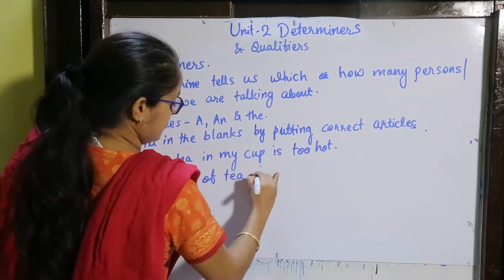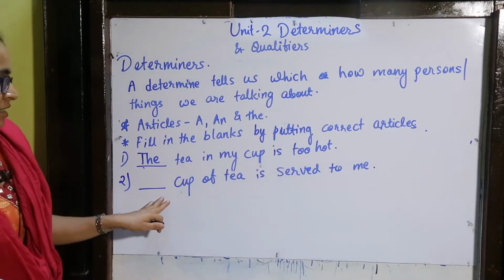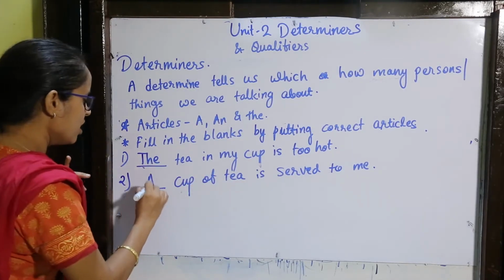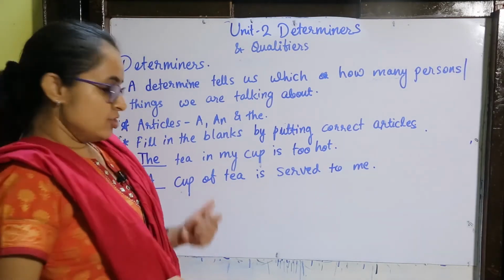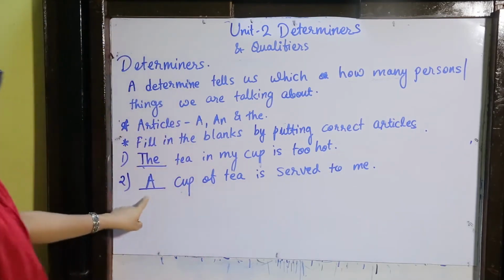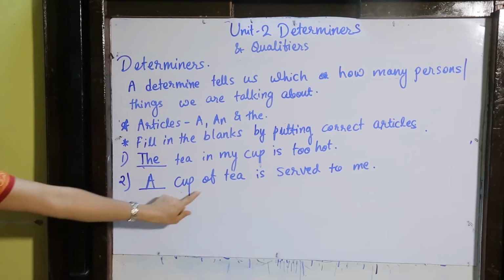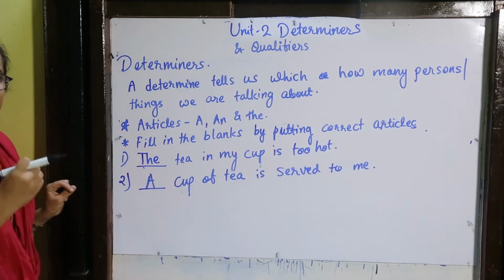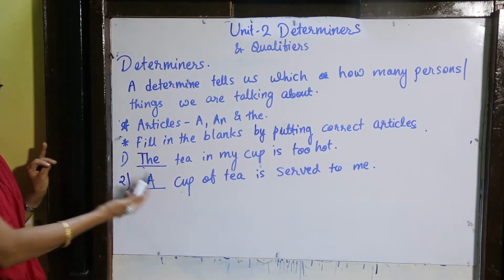Now if I write: dash cup of tea is served to me. Here you write a cup of tea. Why? Because cup is a solid thing, so you can write a cup of tea. But if I write the tea is served, that is different. A cup of tea is served. Here the cup is a solid thing, that's why we can represent it by a or an.